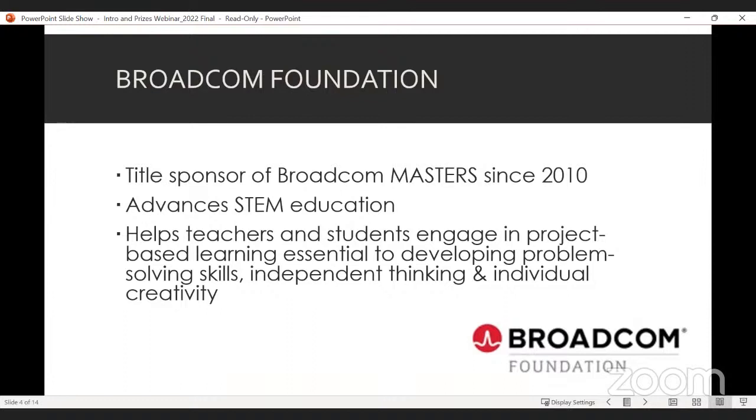The Broadcom Masters competition is made possible by our friends and sponsor, the Broadcom Foundation. The Broadcom Foundation empowers young people to be STEM literate critical thinkers and college and career ready by creating multiple pathways and equitable access to achieve the 21st century skills they need to succeed as engineers, scientists, and innovators of the future.